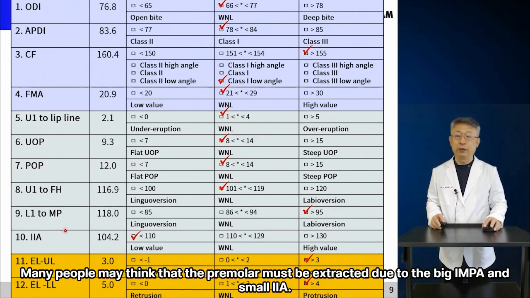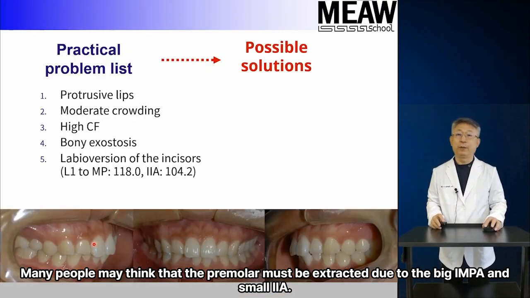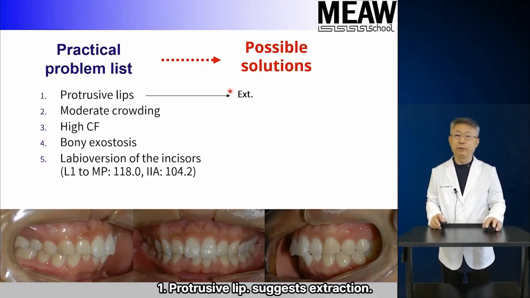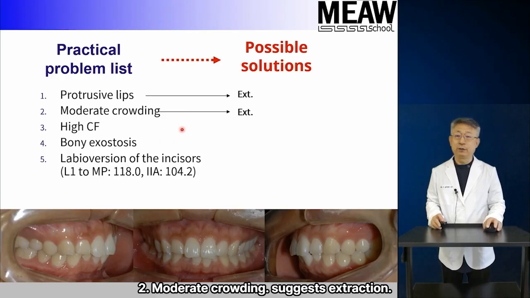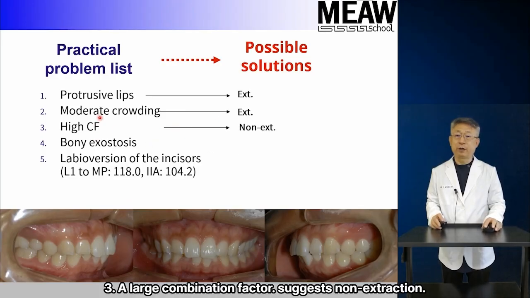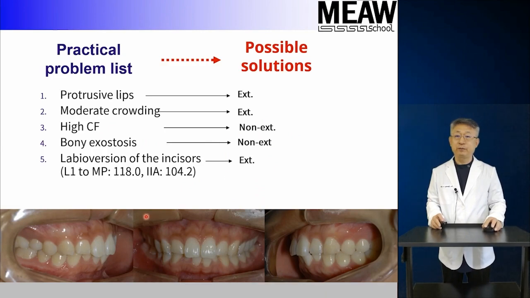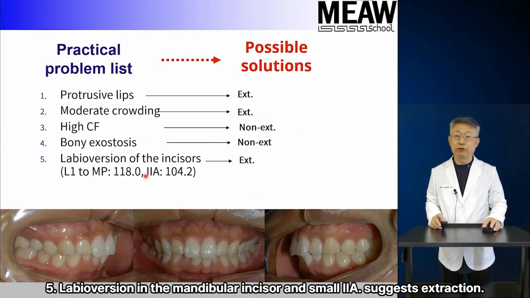Many people may think that the premolar must be extracted due to the big IMPA and small IIA. Let's look at the list of this patient's practical problems. 1. Protrusive lip suggests extraction. 2. Moderate crowding suggests extraction. 3. A large combination factor suggests non-extraction. 4. Bony exostosis suggests non-extraction. 5. Labioversion in the mandibular incisor and small IIA suggests extraction.